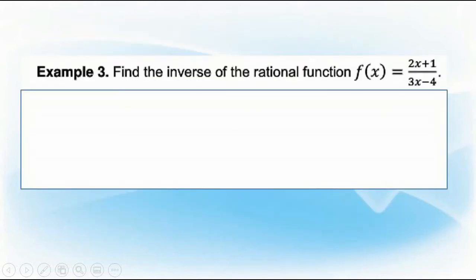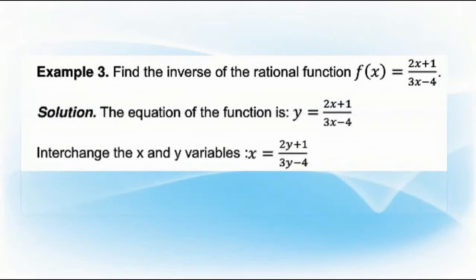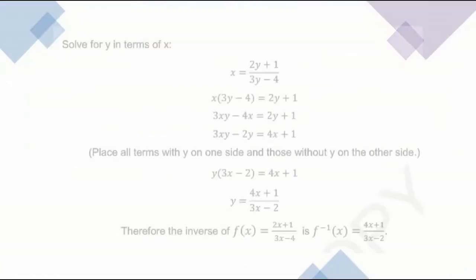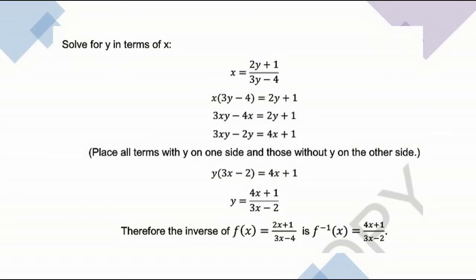Then let's now find the inverse of the rational function f of x is equal to 2x plus 1 over 3x minus 4. Solution. The equation of the function is y is equal to 2x plus 1 over 3x minus 4. Let's now interchange the x and y variables. So x is equal to 2y plus 1 over 3y minus 4. Let's now solve for y in terms of x.